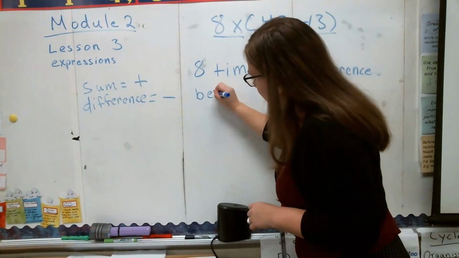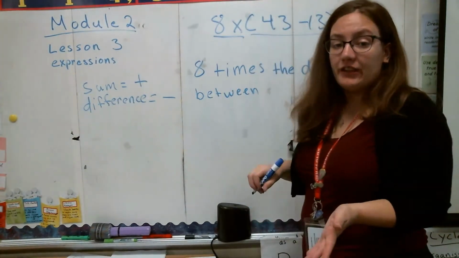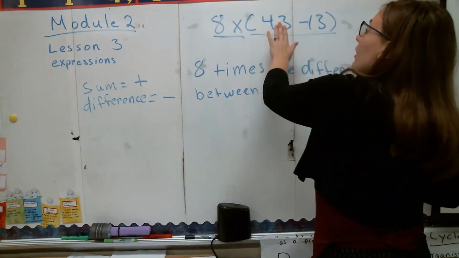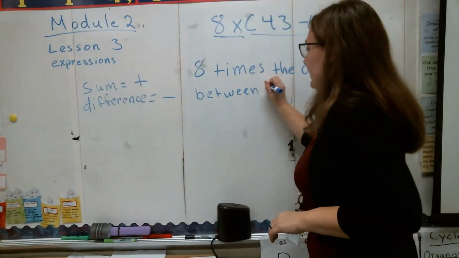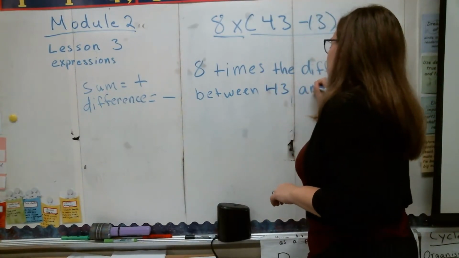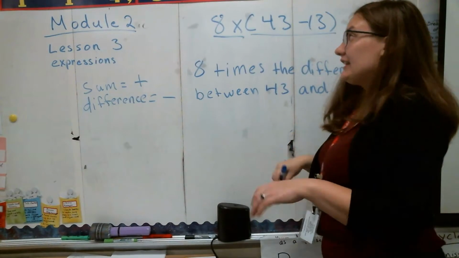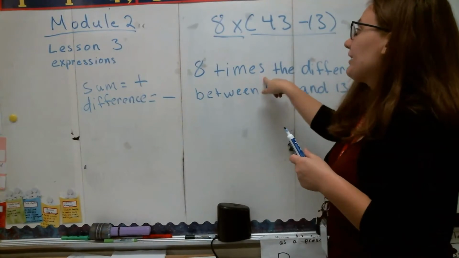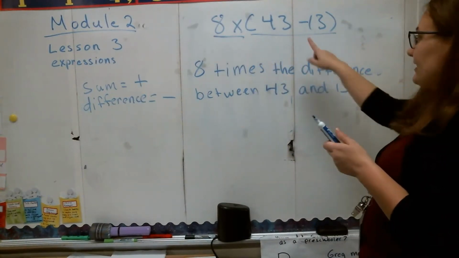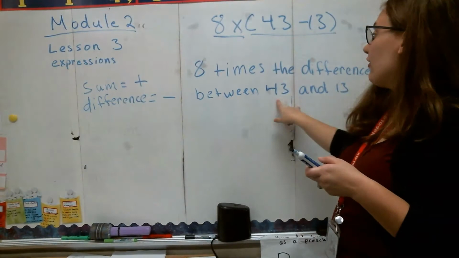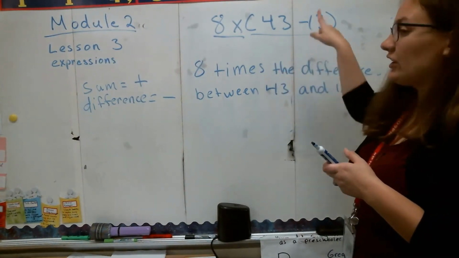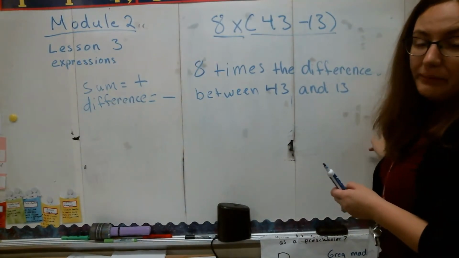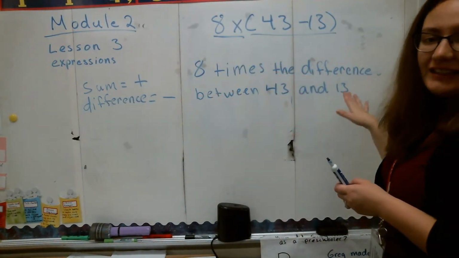between, and I look at the rest of my problem and find, what am I finding the difference between? Well, I'm finding the difference between 43 and 13. So I'll go ahead and write that, 43 and 13. Then I'm going to go back and read this all over again, make sure I have it correct. So I have 8 times the difference between 43 and 13. Everything matches up, so this is my final expression in word form. Please make sure you have this written down.